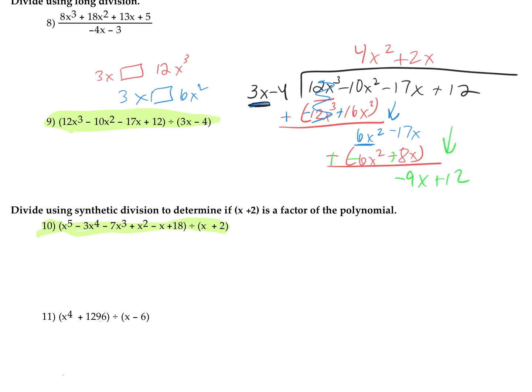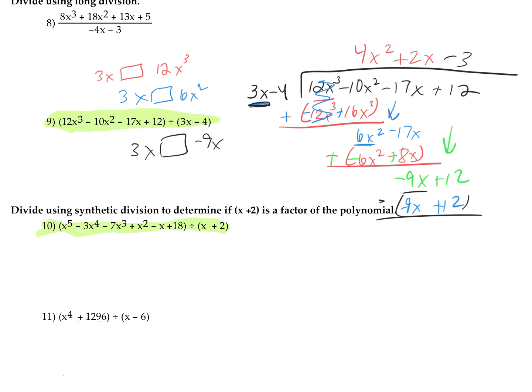First term into first term. 3x times what gives me negative 9x? Negative 3. Good. So get this set up. So negative 3 times 3x is negative 9x. Negative 3 and negative 4 is what? Plus 12.